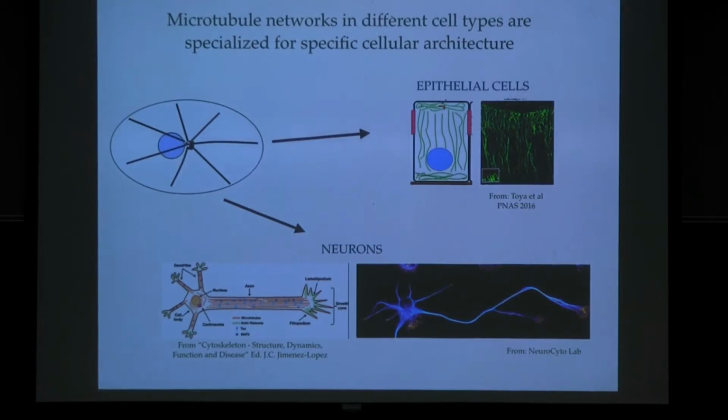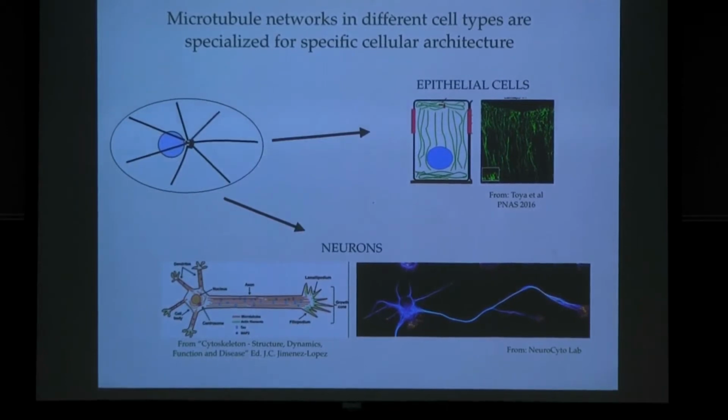However, this is not the only rearrangement. Even more spectacular rearrangement can occur during cell differentiation, because different cell types, especially specialized cell types, also have specialized microtubule networks. The best studied specialized cell type where the microtubule network is very different is the neuron. Down here, you can see that the neuron has long processes, axons and dendrites, and microtubules are very different in these two types of processes.